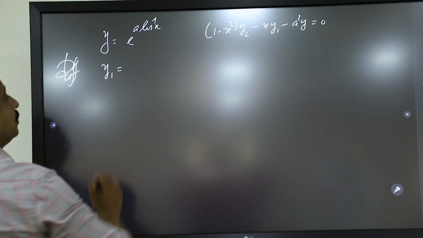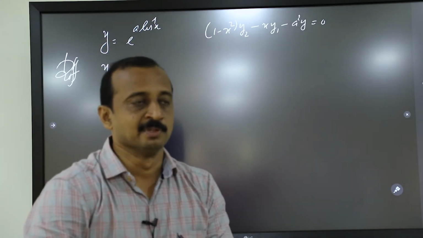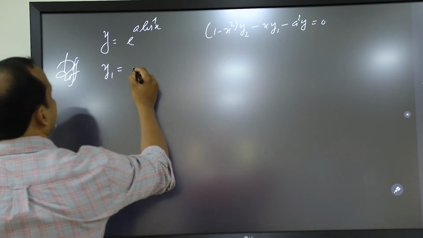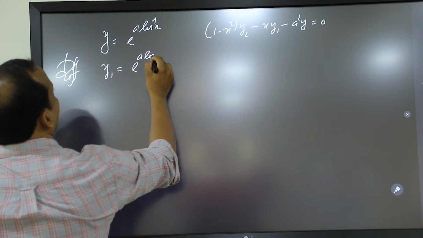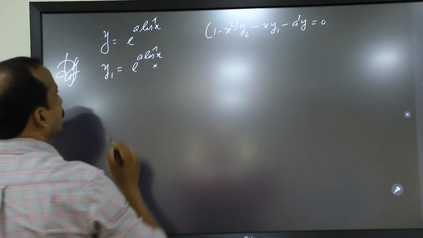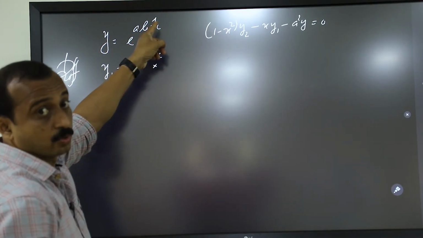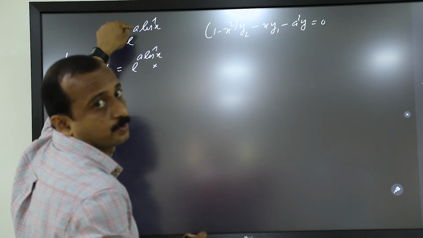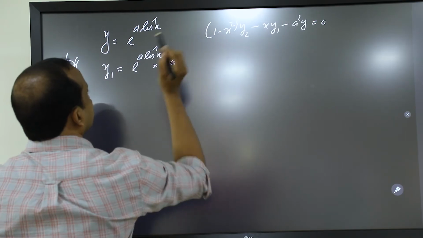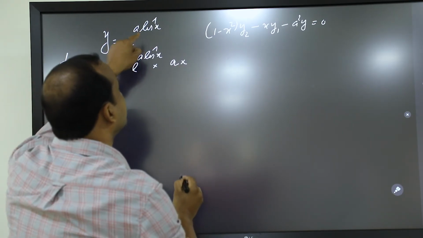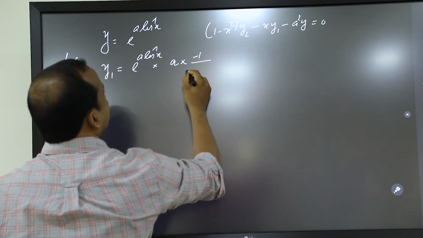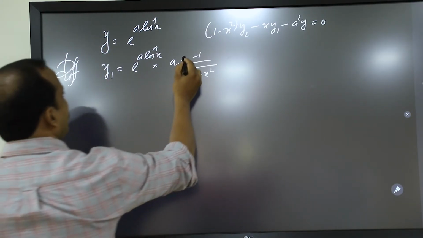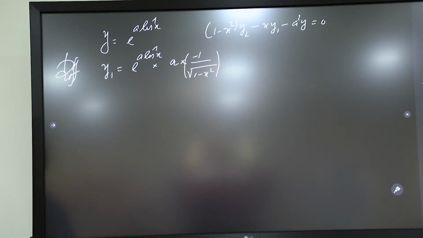For y1, you know the derivative of e raised to x is e raised to x, and therefore the derivative of e raised to a cos inverse x becomes e raised to a cos inverse x into, then here the term corresponding to x is a cos inverse x. So using function of function we find the derivative of a cos inverse x, that is a is a constant into the derivative of cos inverse x, which is minus 1 divided by square root of 1 minus x square.